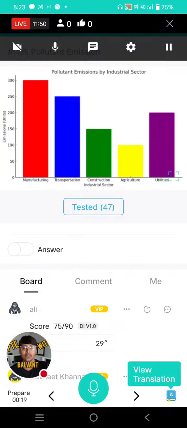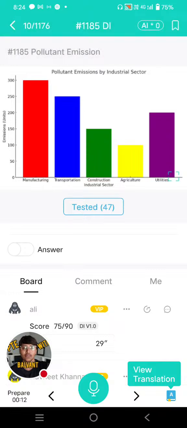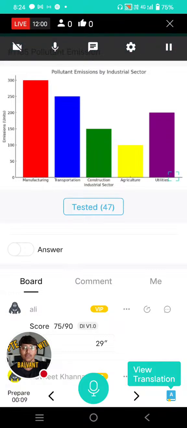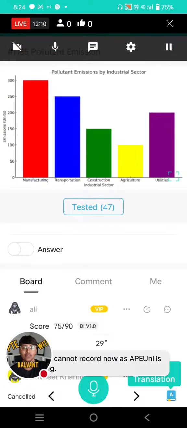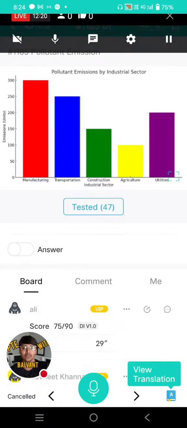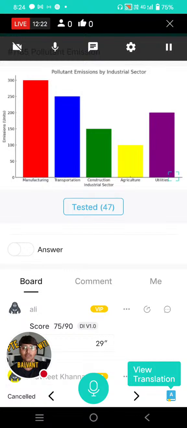Okay, so the next image topic will be on the pollutant emissions by industrial sector. Okay, some construction, agriculture, and utilities and transportation are also observed. Some values are on the y-axis. Some values are like 50, 100, and 150. Construction, transportation, and agriculture are on the right side. Manufacturing, also industrial sector. Okay.